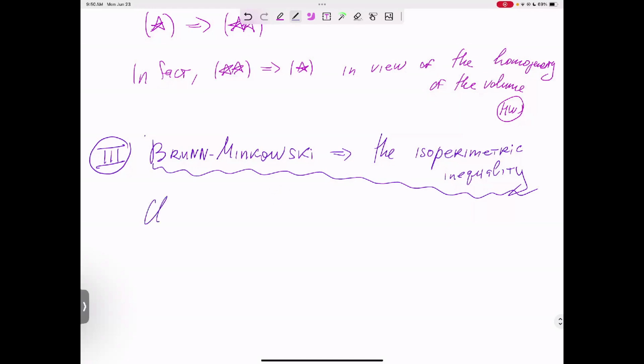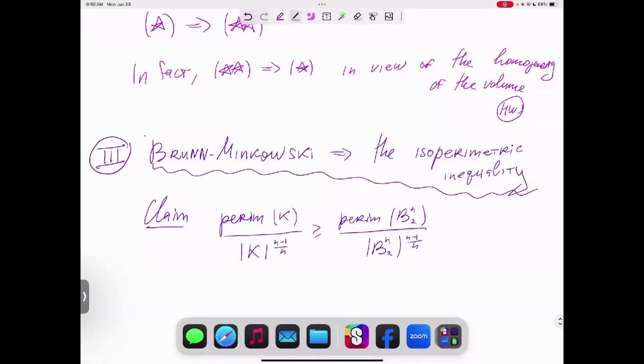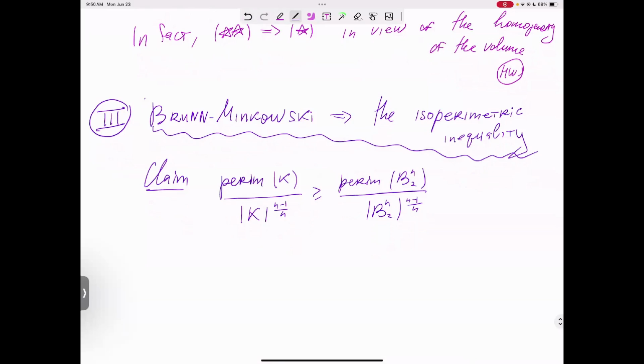I can remind you, the isoperimetric inequality claim is that the perimeter of K divided by the volume of K to the power (n minus 1) over n is bigger than the perimeter of the ball divided by the volume of the ball to the power (n minus 1) over n. You remember that it's equivalent to saying that if we prescribe the volume of K, the perimeter is minimized when it's a ball. So proof.